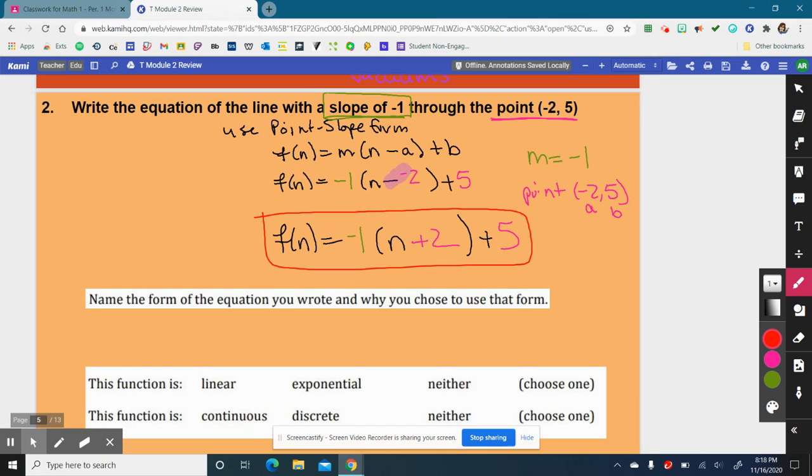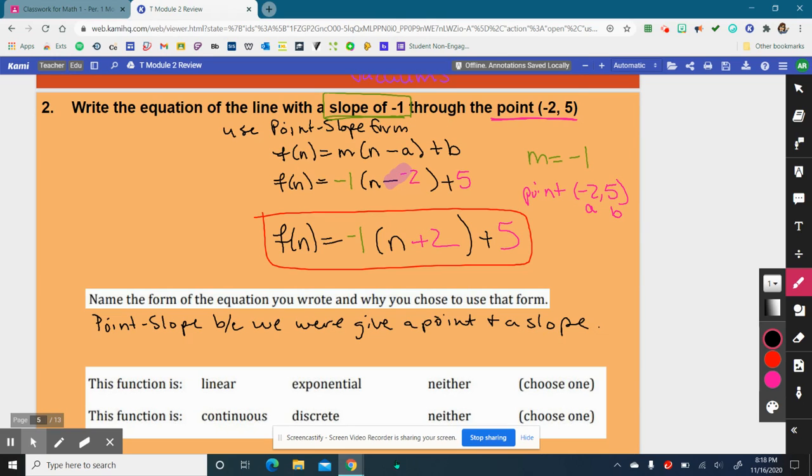So name the form of the equation you wrote. Why did you choose it? Well, we chose point slope because we were given a point and a slope. It's as simple as it gets, you folks.